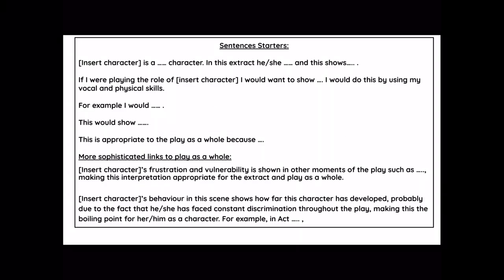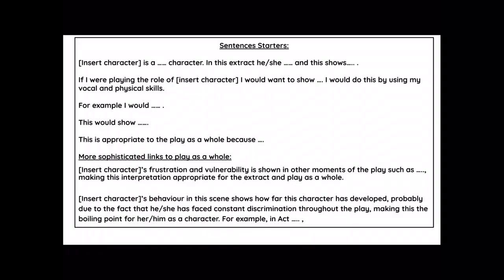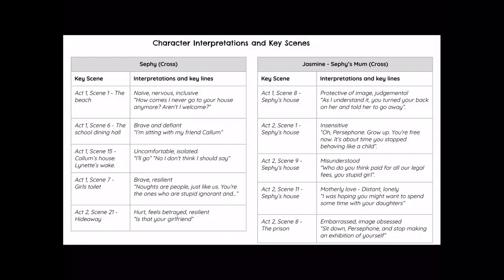So the character's behaviour in this scene shows how far this character has developed, probably due to the fact that she has faced constant discrimination throughout the play, making this the boiling point for her as a character, for example, and then you would go on to explain why that is appropriate. So that's an example of how you can link together sentences in your paragraph on the extract and then make the link to the play as a whole.